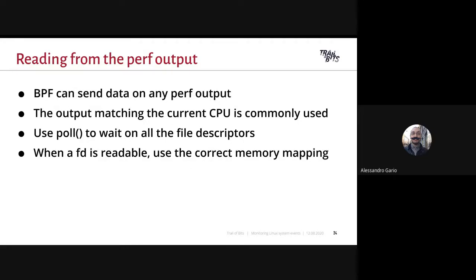For reading, we have a couple of things to keep in mind. When calling the perf event output helper from the BPF code, it is possible to specify which output to use. Usually, the most common choice is to just pass -1 and let the program automatically use the output associated to the current processor. From the user mode application, you can use the poll system call to wait for data on all the file descriptors. When one of them is readable, you can read your data back from the right memory mapping.